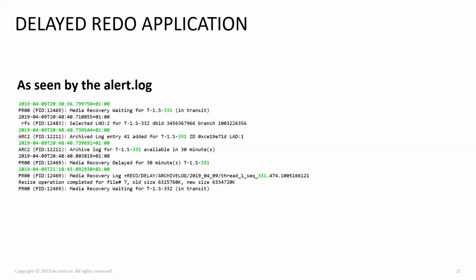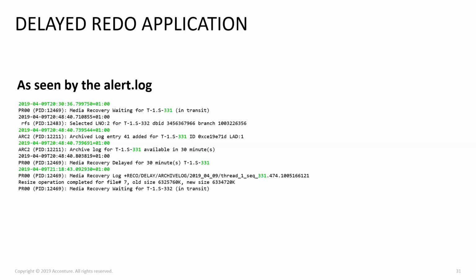So now if you look at the alert log, this is from my standby database, and we're now waiting for thread 1 sequence 331, which is the log which is supposed to arrive at some point. It's now in transit. And this is at 20:30, so it's 8:30 when that happens. Now it tells you a little bit of housekeeping information, what it does with it, and eventually the archive log arrives.